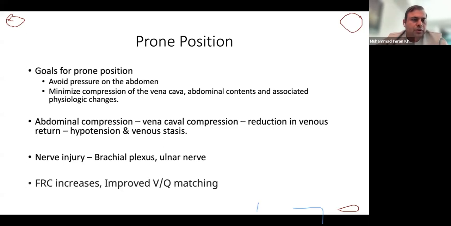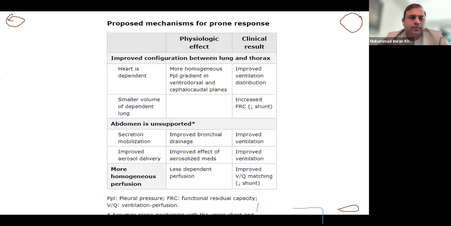Then in the absence of abdominal compression, the prone position may result in beneficial effects on your pulmonary function. This chart is basically telling you the physiologic response that prone positioning has on your cardiovascular system. So when you make the patient prone and they're suspended well, and their abdominal organs are not getting compressed, and your heart is dependent, which makes it more homogeneous, the pleural pressure gradient in the ventrodorsal and cephalocaudal planes is increased, and it leads to improved ventilation distribution.